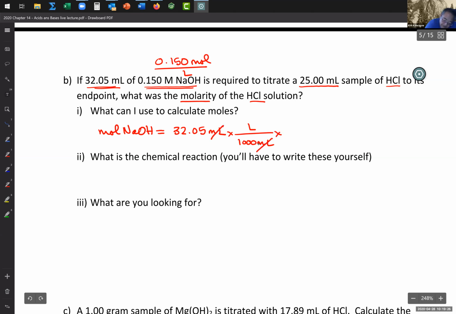And then I'm going to go 0.150 moles of NaOH per liter, and that'll cancel. And now I have my moles of NaOH, and I don't remember the numbers, so I have to type it out. Every time you see me do this in the lecture, I actually pause the recording to do the calculation and check it.